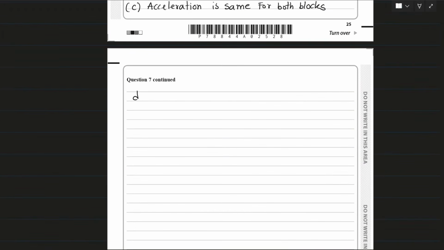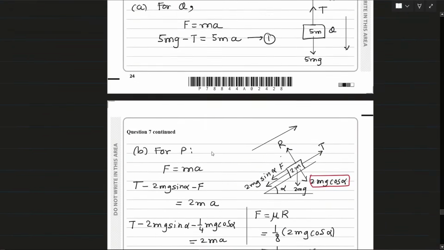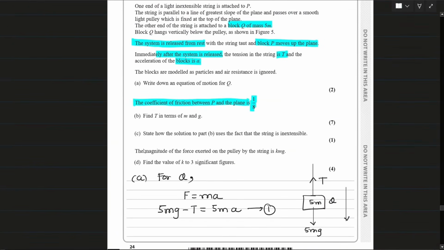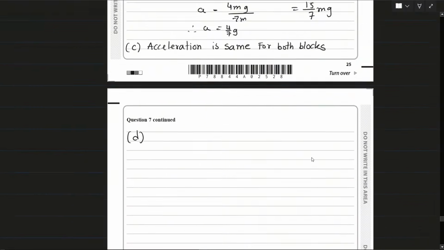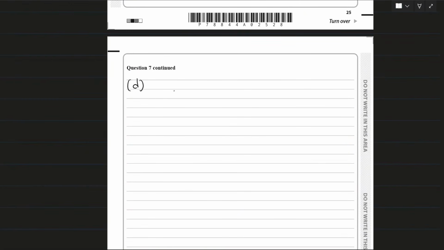So now we can move on to our part D. Now for part D, we see that it is given that the magnitude of the force exerted on the pulley by the string is kmg. We have to find the value of k. So if we consider the forces at the pulley, we see that there are two forces basically on the pulley. One is inclined and the other one is not inclined.